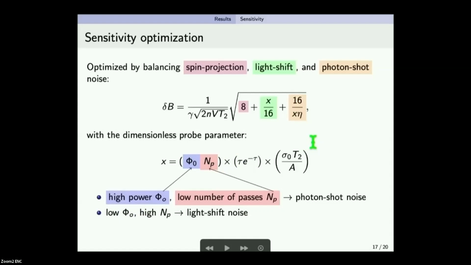But one of my colleagues has a setup where he used very low probe power and maybe 50 passes, or 10 times more passes than I did, and he was able to get down to light shift noise, and photon shot noise was not his main contribution.